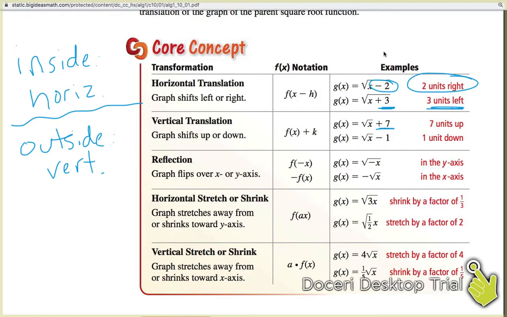We have a plus 7 that's outside of the square root. We're going up 7, right? If we have a minus 1 outside the square root sign, we're going 1 down, okay? Other ones that we got to look at, reflection, okay?